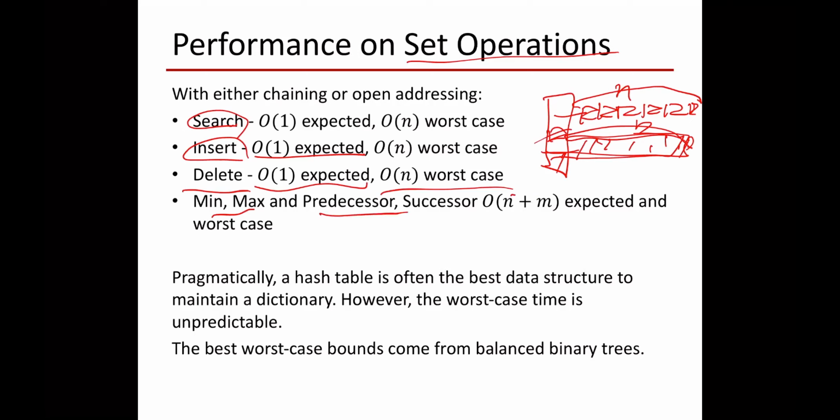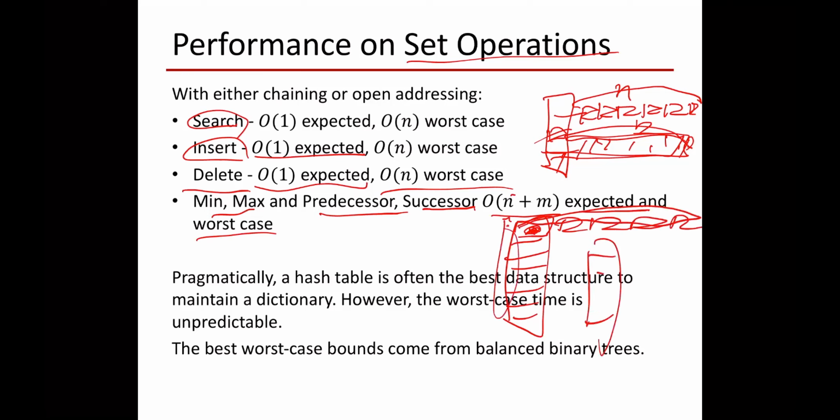Okay. So min, max, predecessor, and successor are big O of n plus m, expected and worst case. What is it? So let's say this hash function, and I want to find this guy's next, in the view of the hash function. The hash function doesn't do any sorting, it only inserts at the head. So I don't do sorting inside the bucket. Worst case, I have to care about all these members and all these members. Let's say it is distributed in here.